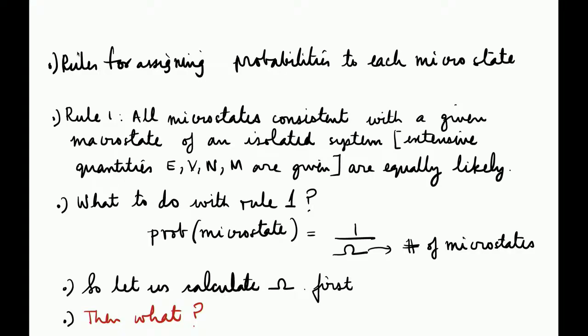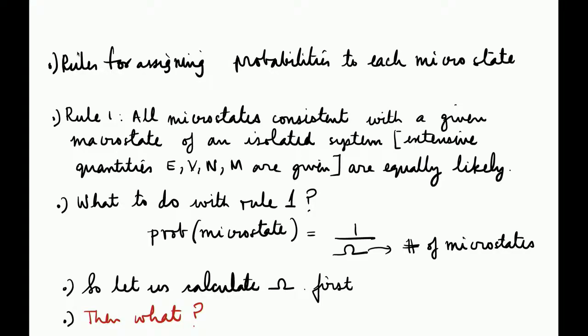So, then what to do with rule 1? One thing you can say is that if I give you a particular microstate, its probability is 1 by the number of microstates, because they are all equally likely, there are omega of them. So, 1 by omega is the probability of one microstate. When I make one observation, if I were to track one microstate, I will see its probability is 1 by omega. Since that is the only thing to calculate, we first calculate omega, but after that what?